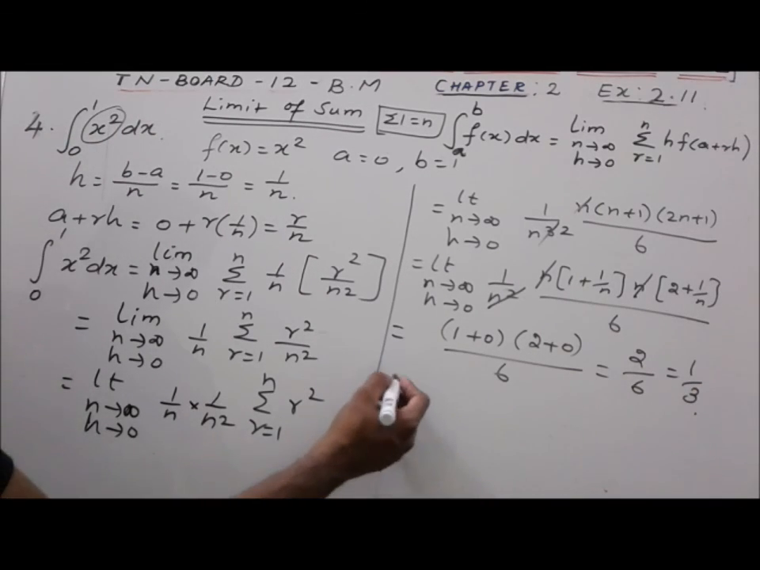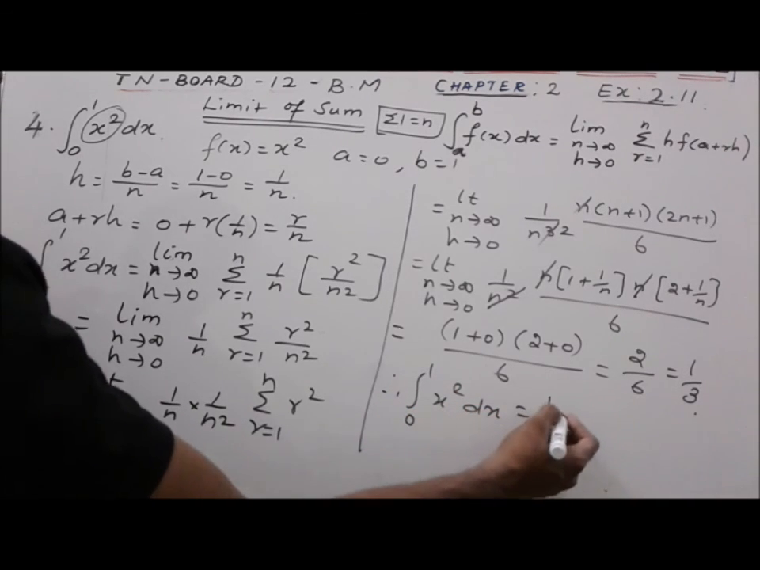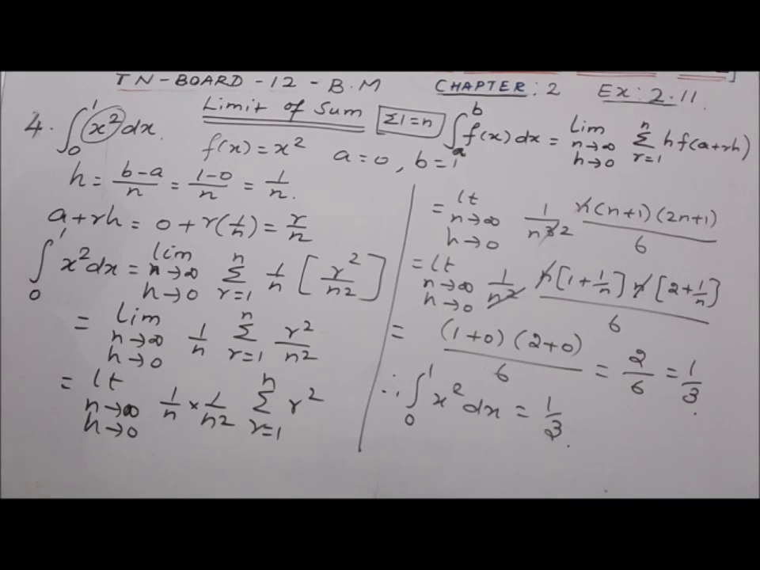Therefore, integral 0 to 1 x square dx is equal to 1 by 3 as a limit of a sum.